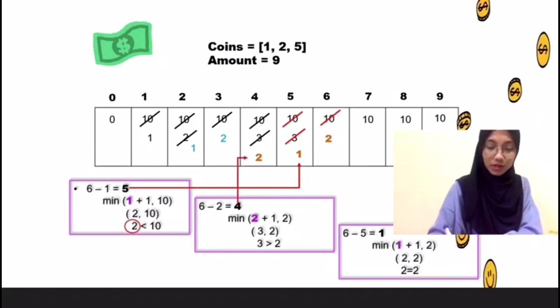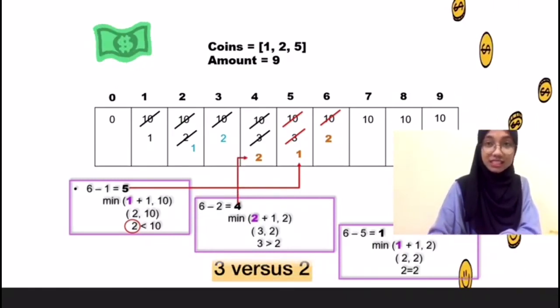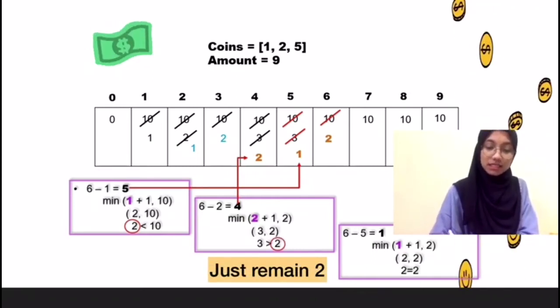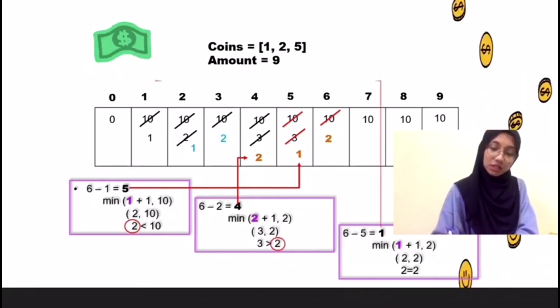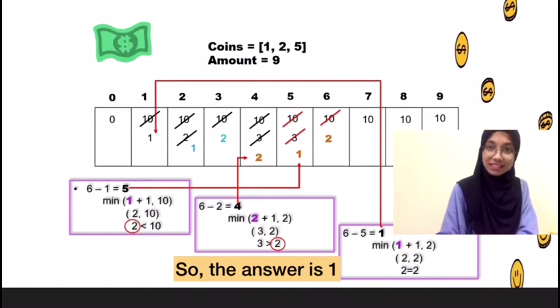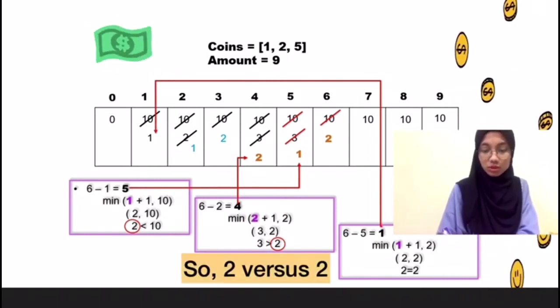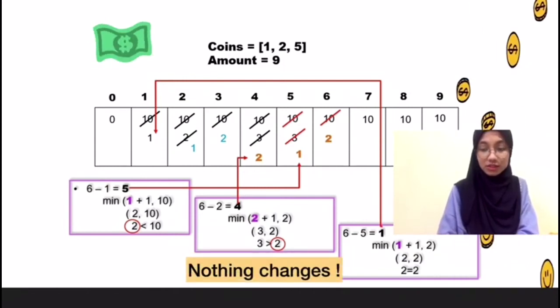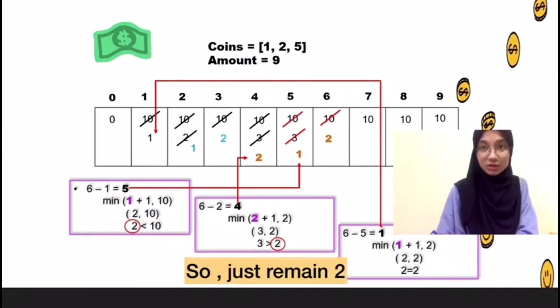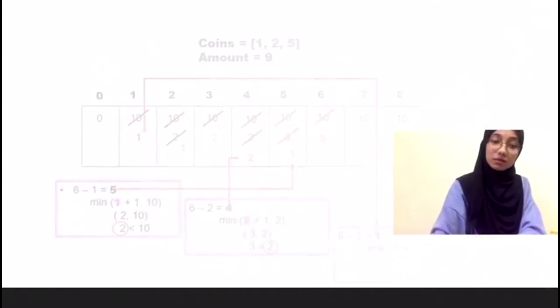2 plus 1, 3. So 3 versus 2. So we just remain 2. And then 6 minus 5 equal to 1. So the best answer is 1 plus 1. 1 plus 1, 2. So 2 versus 2, but nothing changed. So just remain 2. Then we move to 7.